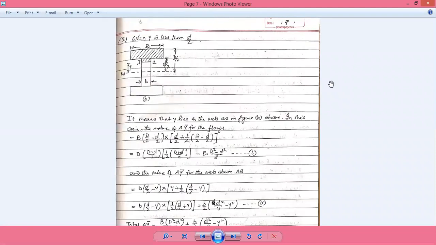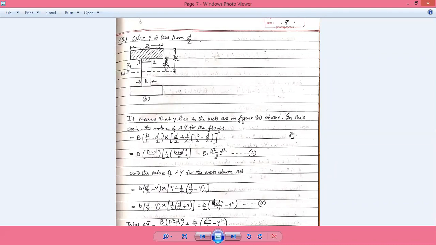Now let us consider a portion of the I beam where y is less than d by 2, meaning the distance from the central axis or neutral axis of the considered section is less than d by 2. Here we designate y as the distance of the neutral axis from the lowermost fiber of the section, that is equal to JK. Here this y is less than half of the depth of the flange, meaning y lies somewhere here.